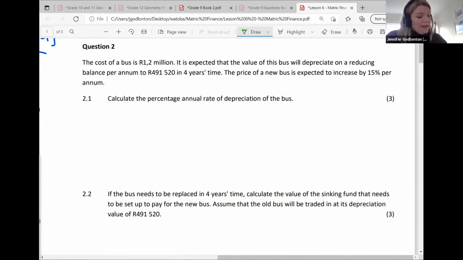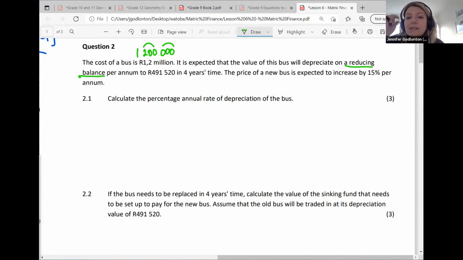Okay, this question is a long one. It's 3 parts. So we've got 2.1, 2.2, and 2.3. I'm just going to talk about the first part, and then I'm going to let you start sort of dealing with one. The cost of a bus is 1.2 million rand. Now, remember, whenever you see million, that means that there would be 6 zeros. So if I was writing this as a number, that would be 1,200,000. It is expected that the value of this bus will depreciate on a reducing balance. So I want you to think about what formula that means when you see that. And it will reduce to 491,520 rand in 4 years' time.